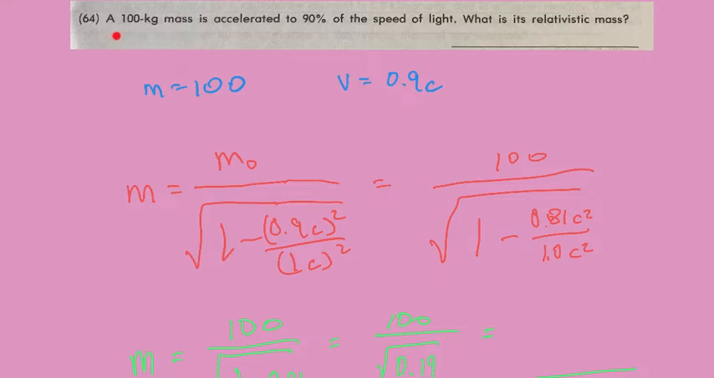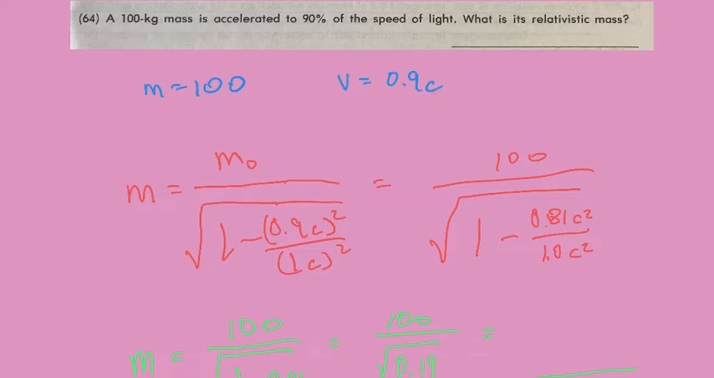So we read the story problem. It says a 100 kilogram mass is accelerated to 90% of the speed of light. What is the relativistic mass? So in this formula, this is the relativistic mass. This is the mass that's given, which is the 100 kilograms. And then the velocity is going to be 0.9. That's what 90% is. We write that as a decimal. So move the decimal twice and you get 0.9. Of means times, so 0.9 c.